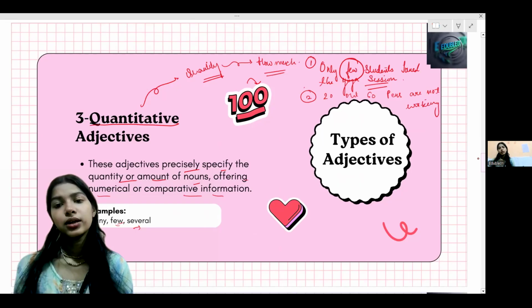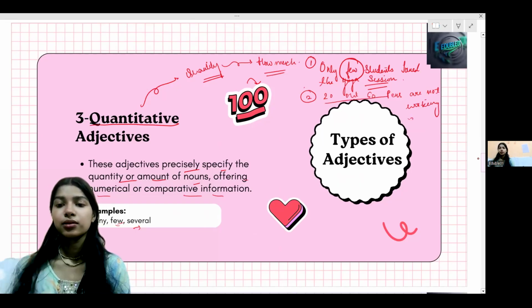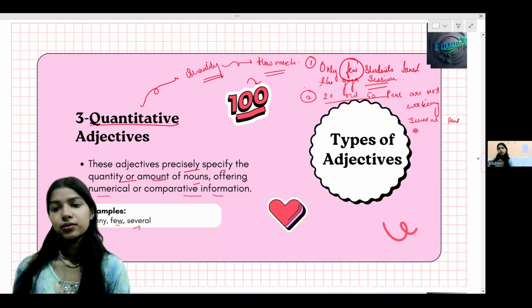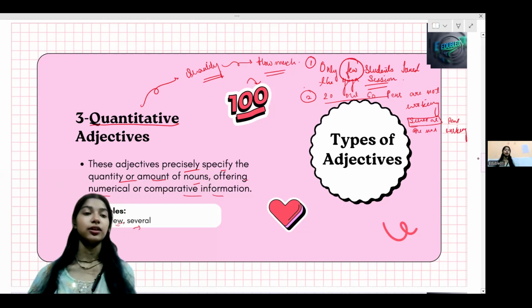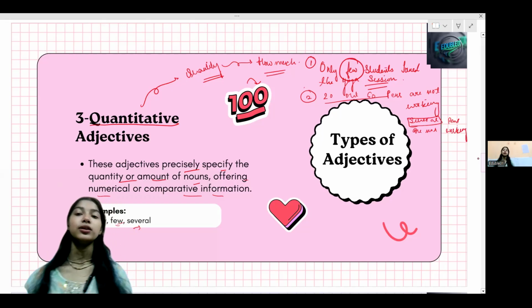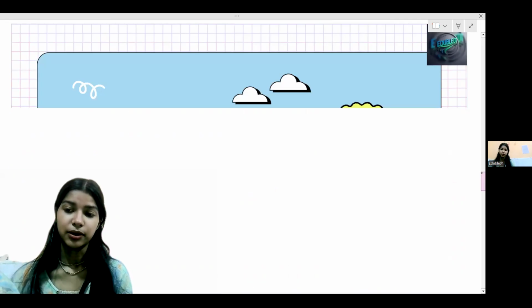In this case, I'm going to say several pens are not working. The word several over here is a quantitative adjective that tells about the quantity of pens that are not working. Okay, so that was the quantitative adjective we have learned about.